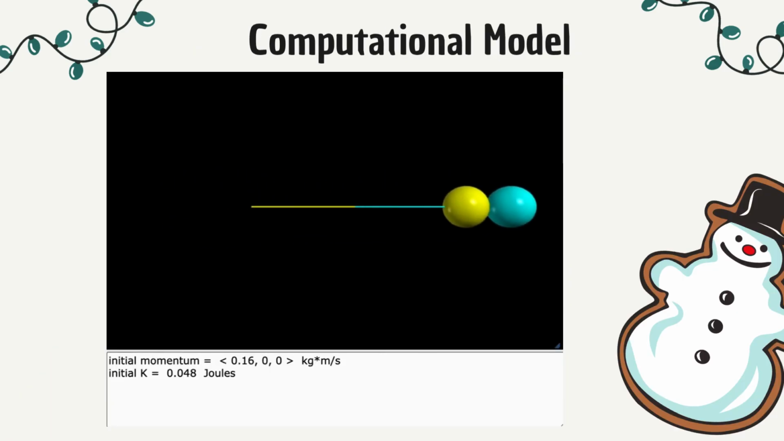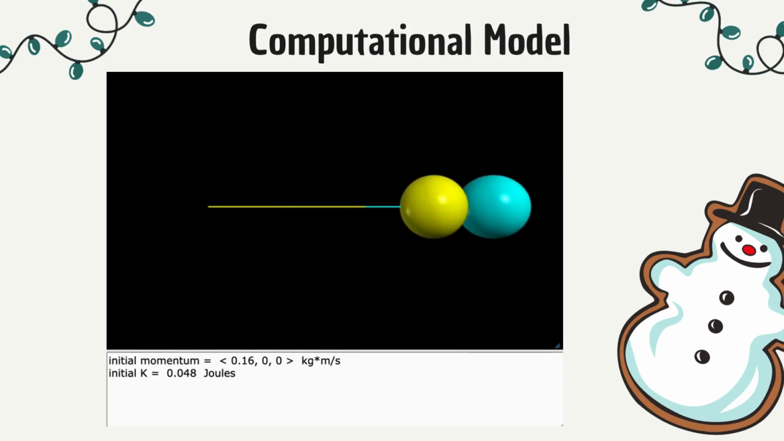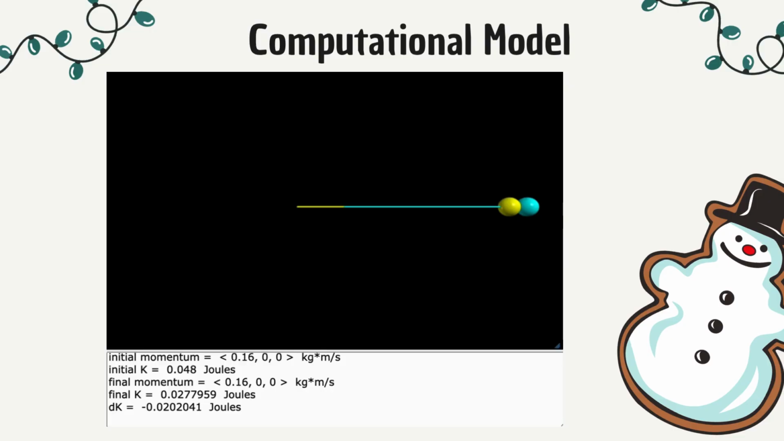This is what my computational model looked like. As we can see, the initial momentum and the final momentum were the same and equal. That means momentum was conserved. However, the initial kinetic energy and the final kinetic energy were different, showing that this was an inelastic collision.